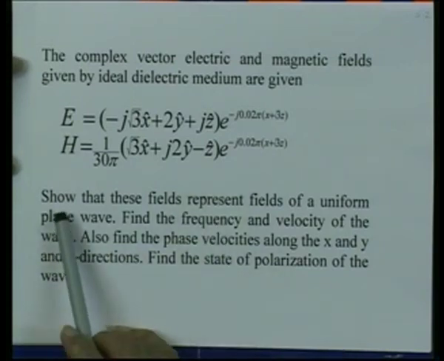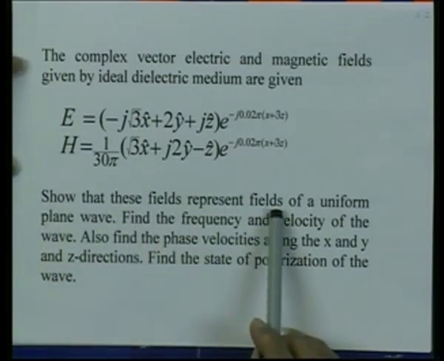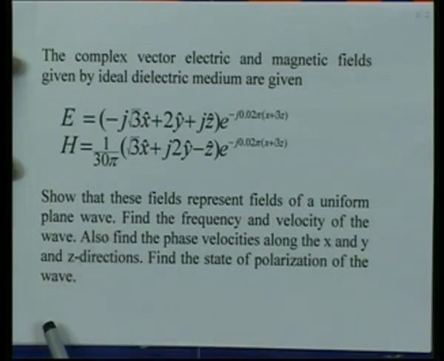And what is asked is, show that these fields represent fields of a uniform plane wave. Also, we have to find the frequency and the velocity of the wave. Also find the phase velocities along the x, y and z directions. Also find the state of polarization of this wave.